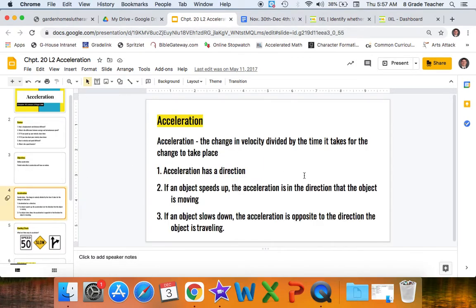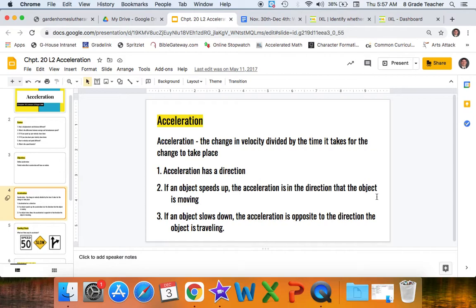Acceleration is the change in velocity divided by the time it takes for that change to take place. So change in velocity can be defined as two different things. You could be changing velocity by speeding up, or you could be changing velocity by slowing down.